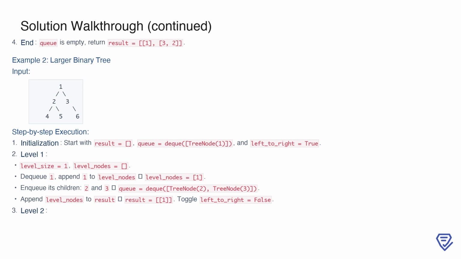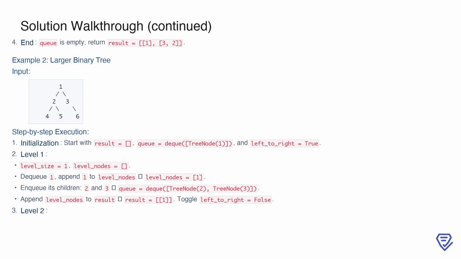At level 1, the queue contains only the root node, so the level size is 1. We initialize level_nodes as an empty list, dequeue node 1, append its value to level_nodes, and enqueue its children, nodes 2 and 3. At the end of this level, level_nodes contains 1, which we append to result, making it [[1]]. We then toggle the left_to_right flag to false to reverse the direction for the next level.